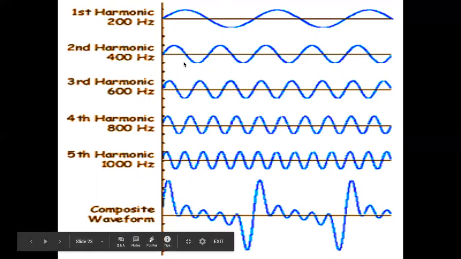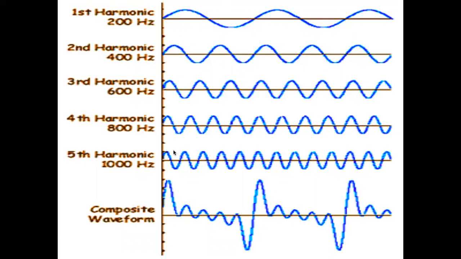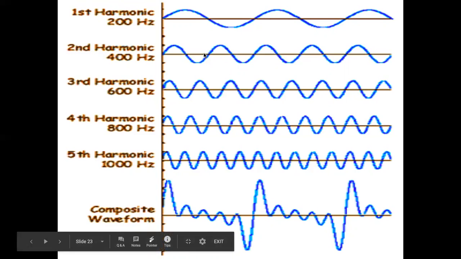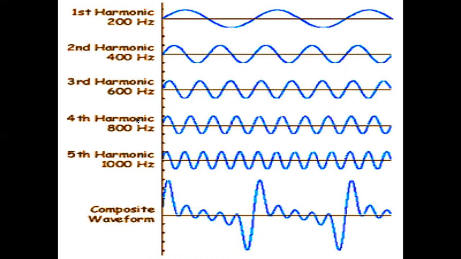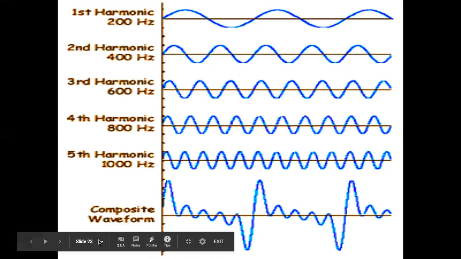Now, what's not really shown here perfectly is each harmonic as we go down is softer and softer in volume and amplitude, right? So the first harmonic would be louder, the second harmonic would be a little bit less, and so on down the road. So our composite is a blend of all of these sounds that the particular instrument is producing.